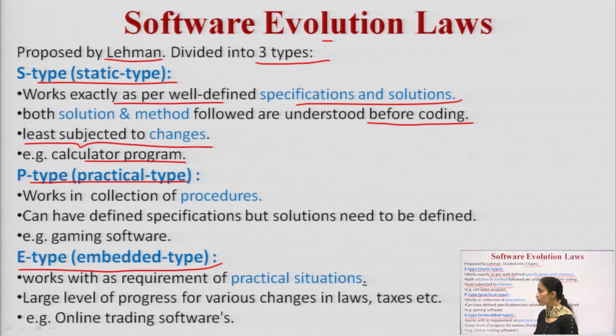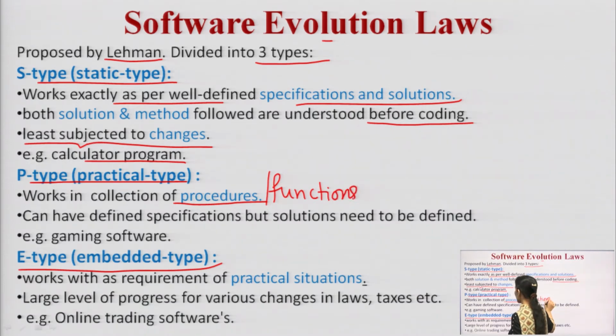Then the second approach is the P type. P type means practical type. Practical type works with a collection of different procedures or functions. It can have defined specifications, but the solutions need to be further defined. Take the example of gaming software. We have the defined specifications, but the practical type does not show us the different functions; it shows us the visual view of gaming.